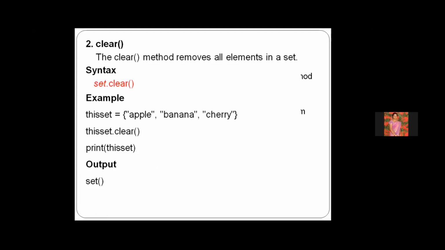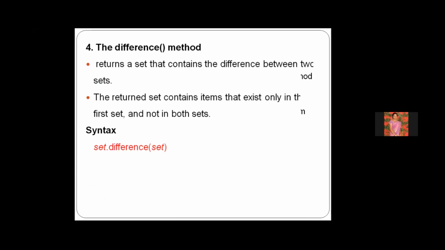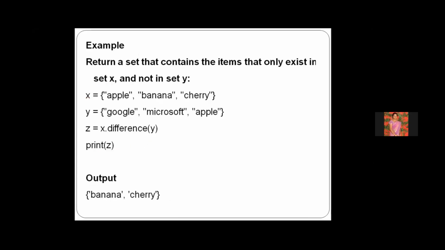Because for your list, you'll be using plus, and for your tuple also, you'll be using the plus operator, right? And copy method is used to copy the list, and this is your difference method, right?